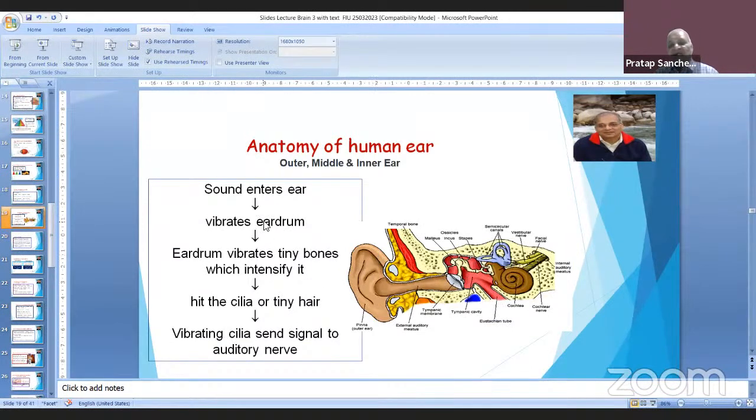Now, if you look into all our sensations, vision and hearing do not have direct contact with the source. They are away from the source. Whereas for touch and taste, we need the source to be touching the human body. And this is the anatomy of the ear, coming from the external ear to the internal ear, the cochlea, and from there it goes to the brain.